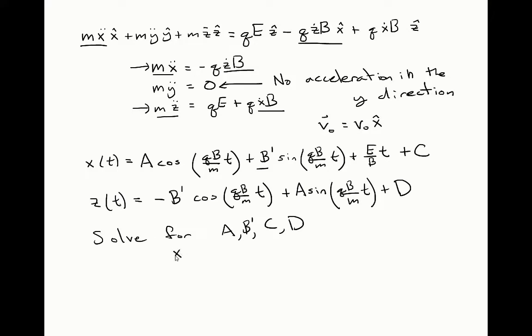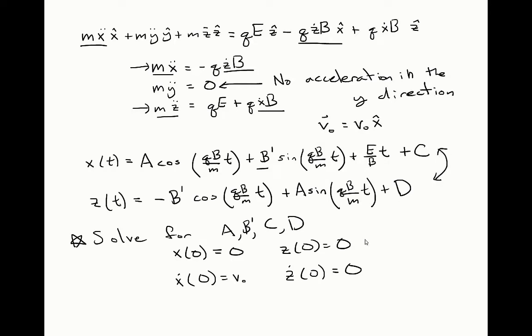As is always convenient, set your initial position to be at the origin. Now remember, we set the initial velocity in the x direction, so that's v naught. But our initial velocity in the z direction is 0. So there are our 4 initial conditions to go with our 4 arbitrary constants. So now I want you to figure this out. I want you to solve for a, b prime, c, and d. You have these 2 equations. You have these 4 initial conditions. Back in math methods, we used initial conditions to solve for arbitrary constants. We just have more of them this time.